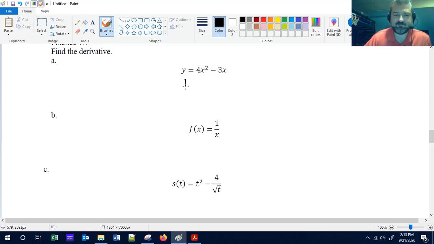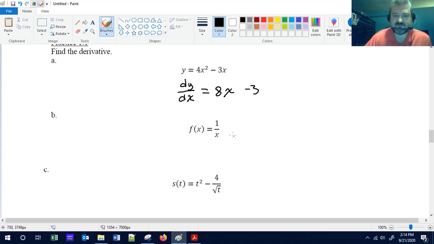All right, let's see how you did. You could have called this y prime, or our new symbol, dy dx. So I'll use dy dx. 4 times 2 is 8. So this is 8x to the first minus 3.